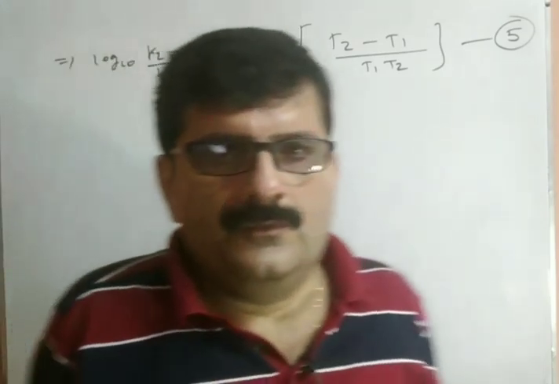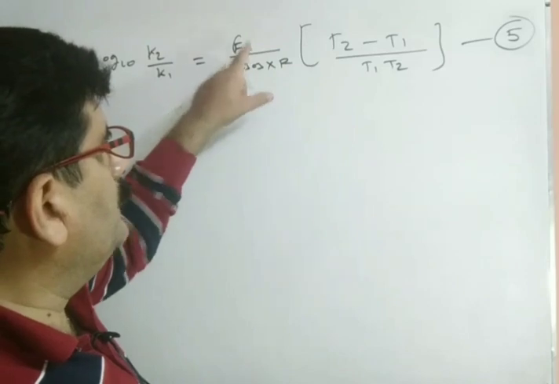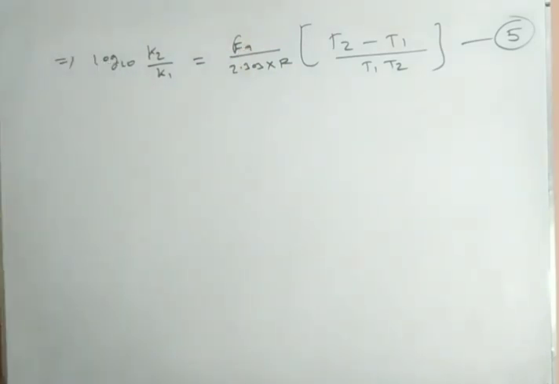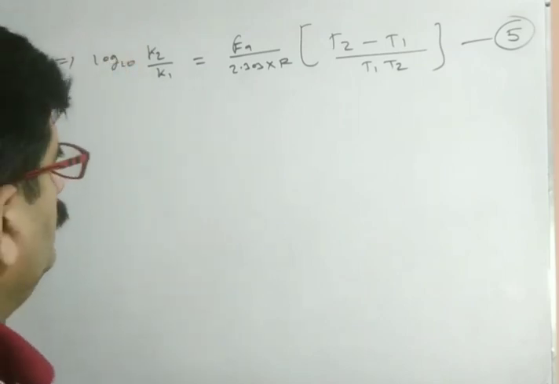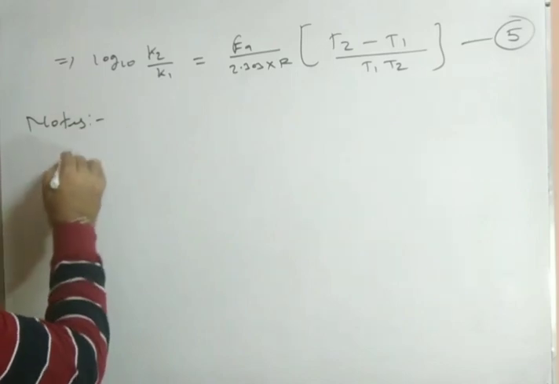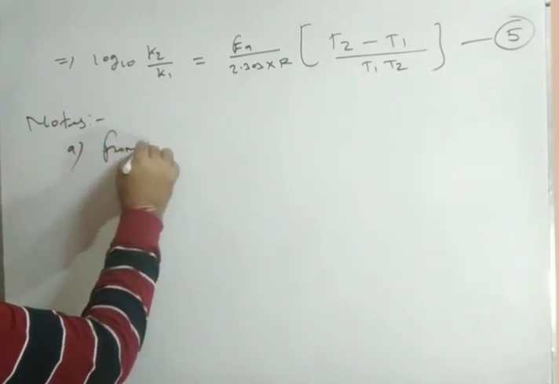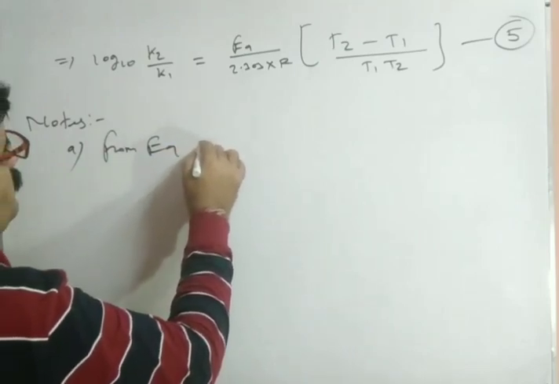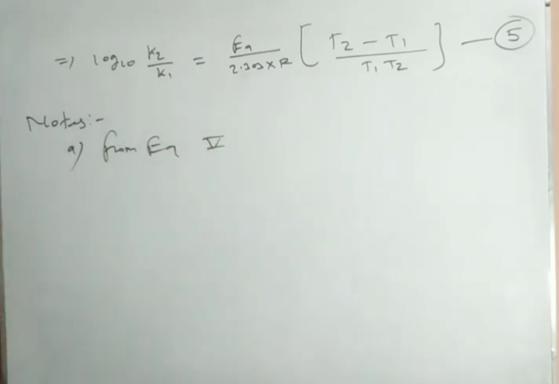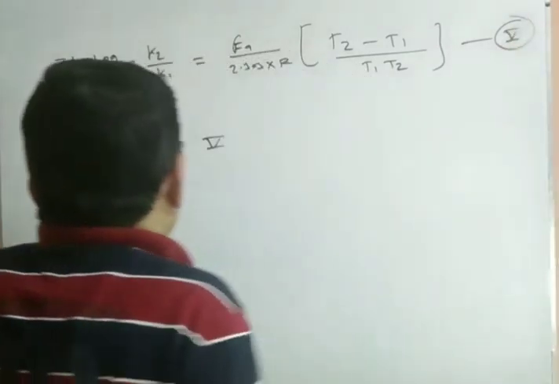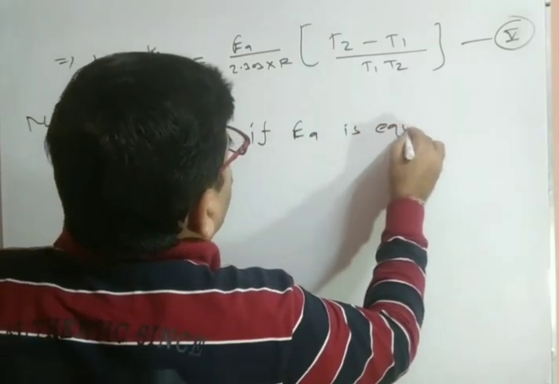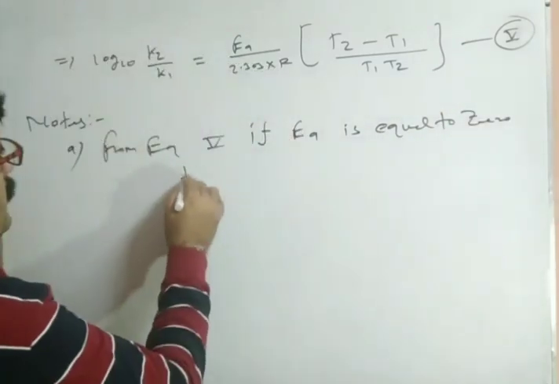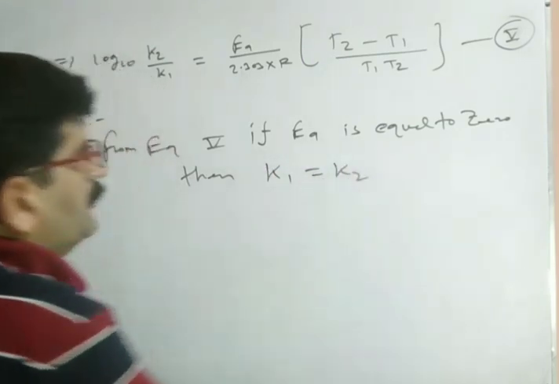From this equation, if activation energy is equal to 0, it means the whole term is equal to 0. 0 means log base 10 of 1. So k1 must be equal to k2. From equation 5, if Ea is equal to 0, then k1 is equal to k2.